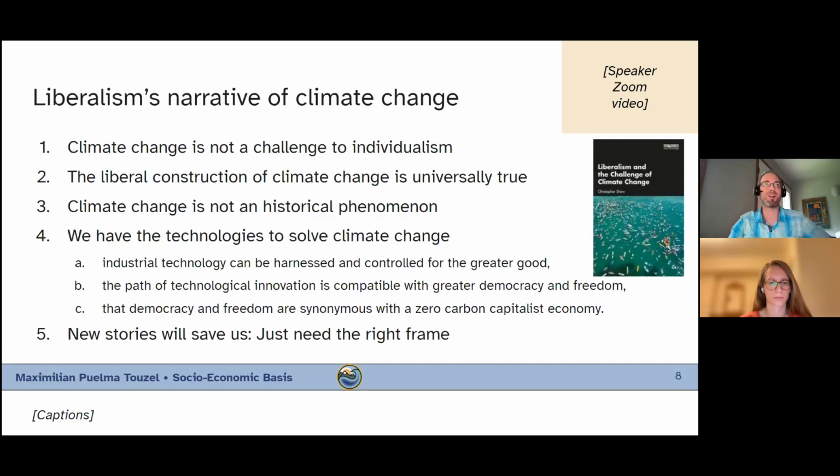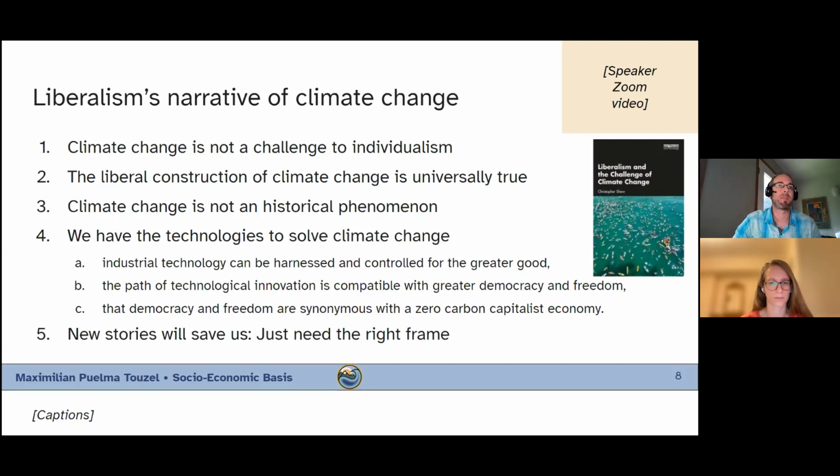Okay, so just to go on to this idea of what the mainstream philosophy is, there's a recent textbook that lists a bunch of assumptions implicit in liberalism, but I guess you could think of it as the neoliberal economics framing of the climate change problem. One is that it's not a challenge to individualism, that's what they say, that its construction is universally true. So the way it's been formulated is the only way to formulate it. And that climate change is not a historical phenomenon, so it's not about the world changing. It's that we're in the final state of history, and we just have to make some small change.